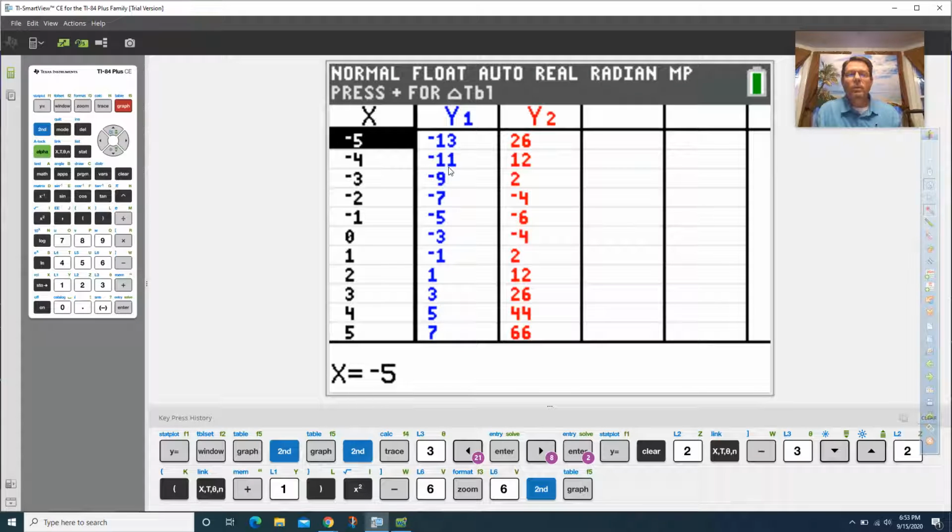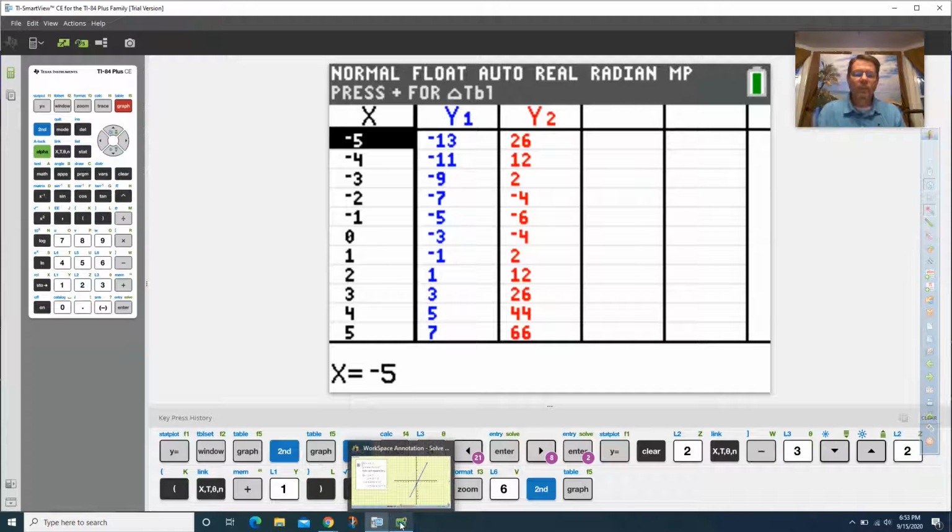Okay, and then 4, -11. And we're going to graph these numbers. I'm not going to go back and forth. I have those written down, so I'm going to graph those, but you can grab your own calculator and do that with me if you want to.